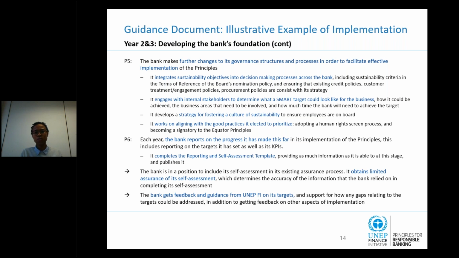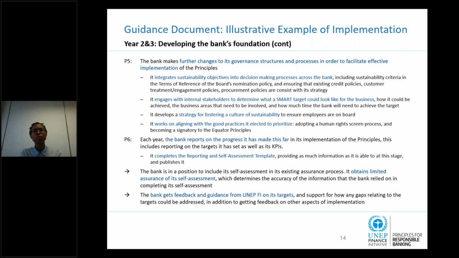These are the kinds of things that banks could consider. It integrates sustainability objectives into decision-making processes across the bank, including sustainability criteria in the terms of reference of the board's nomination policy, and ensuring that existing credit policies, customer treatment, engagement policies, procurement policies are consistent with its strategy. It engages with internal stakeholders to determine what a SMART target could look like for the business, how it could be achieved, business areas that need to be involved, and how much time the bank will need to achieve the target. It develops a strategy for fostering a culture of sustainability to ensure employees are on board.